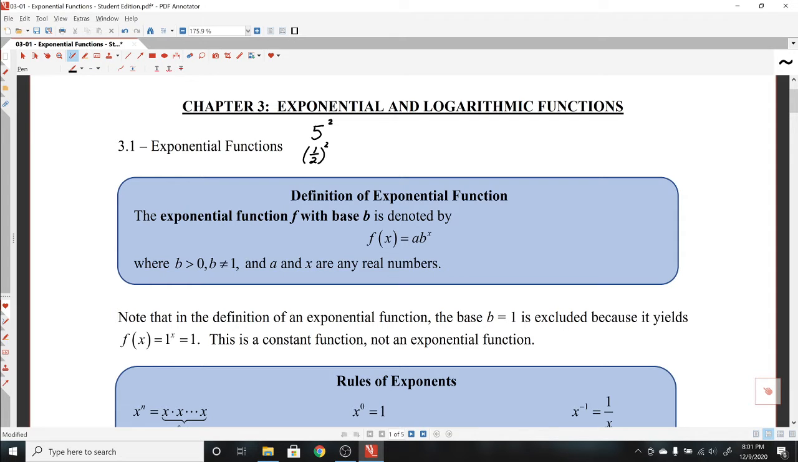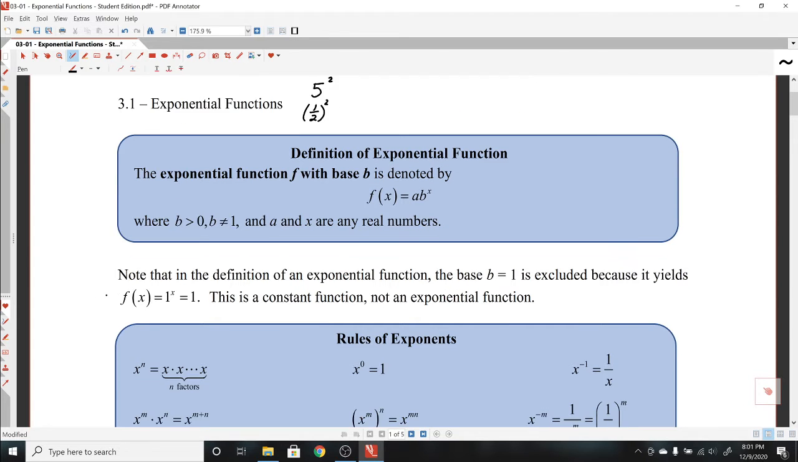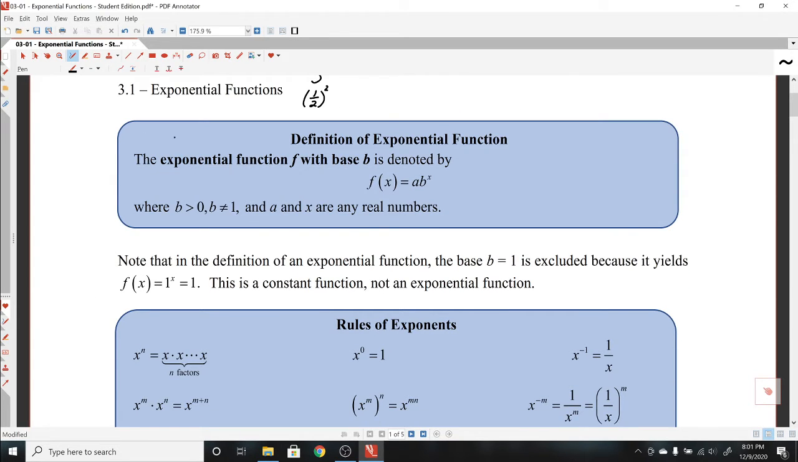So the definition of an exponential function. We start with the exponential function f with base b, denoted by f of x equals a times b to the x, where b is positive. Okay, that's what anything greater than 0 means. And it does not equal 1. We'll talk about that in just a second. And a and x are any real numbers. So as an example, you'd have f of x equals maybe 3 times 5 to the x power.